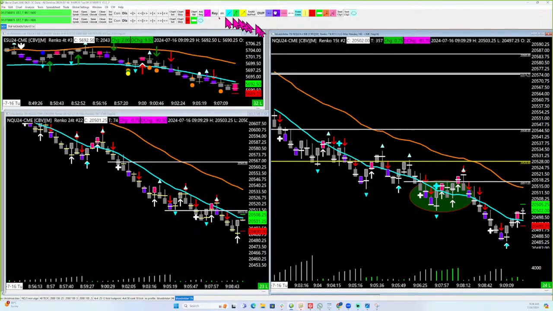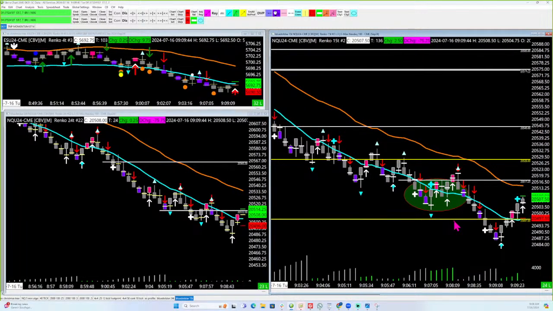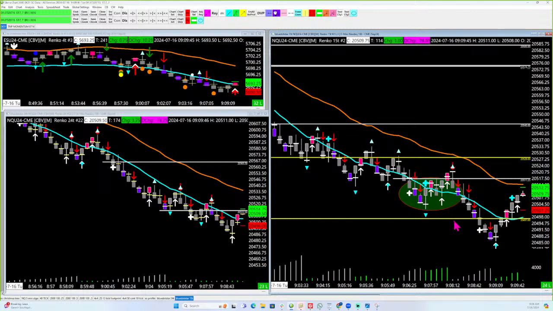Point of control above plus sign, if I can get it. Long 98, 15-point stop. Okay, long 98, 15-point stop. Basically the low of the day. Scale 10.